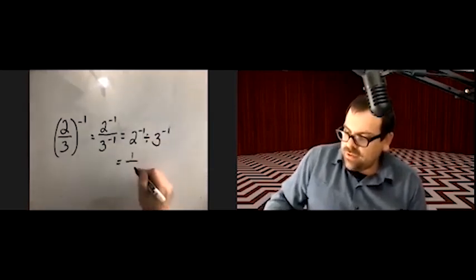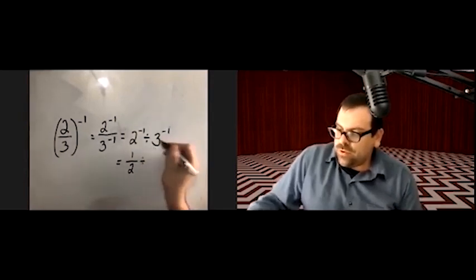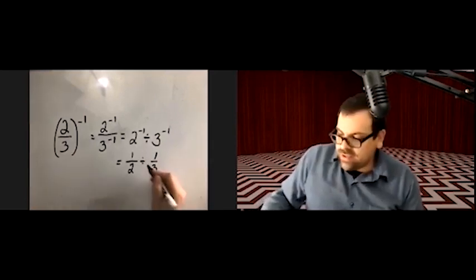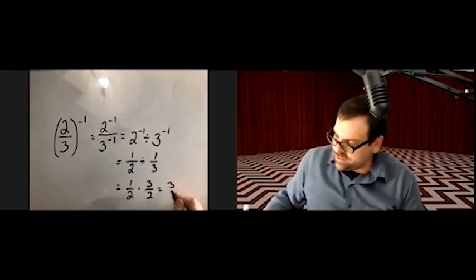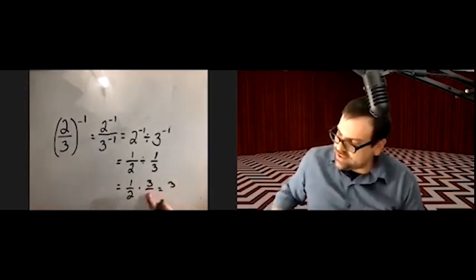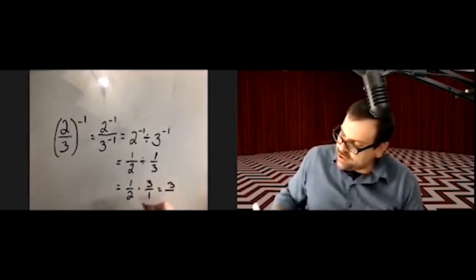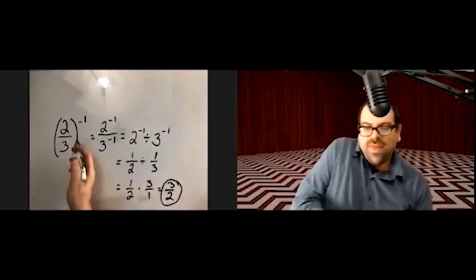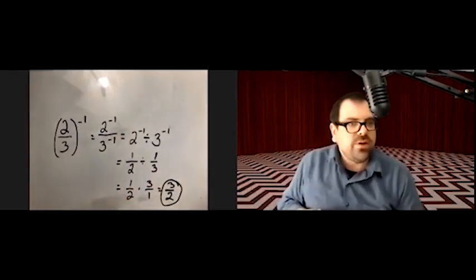2 to the negative 1 would be 1 over 2. 3 to the negative 1 would be 1 over 3. Dividing by a fraction is multiplying by the reciprocal, and 1/2 times the reciprocal, just flip it. 1 times 3 is 3. 2 times 1 is 2. 3 halves. That's why it's just flip the fraction. Why would you do all that work every time when you don't need to?